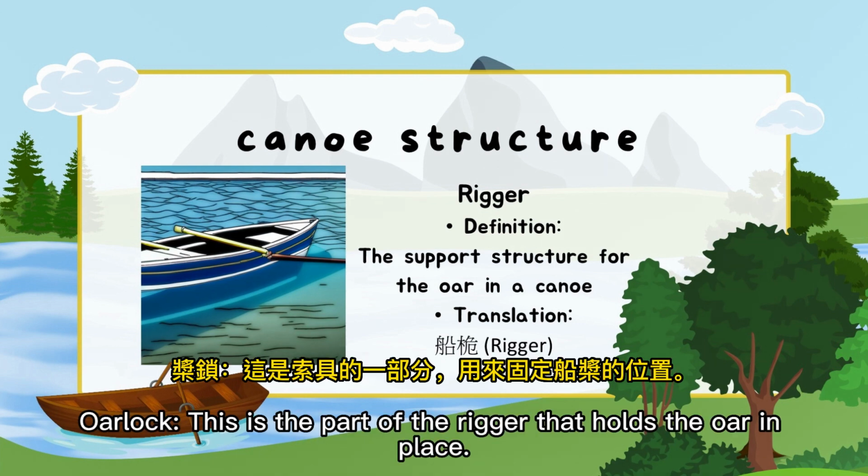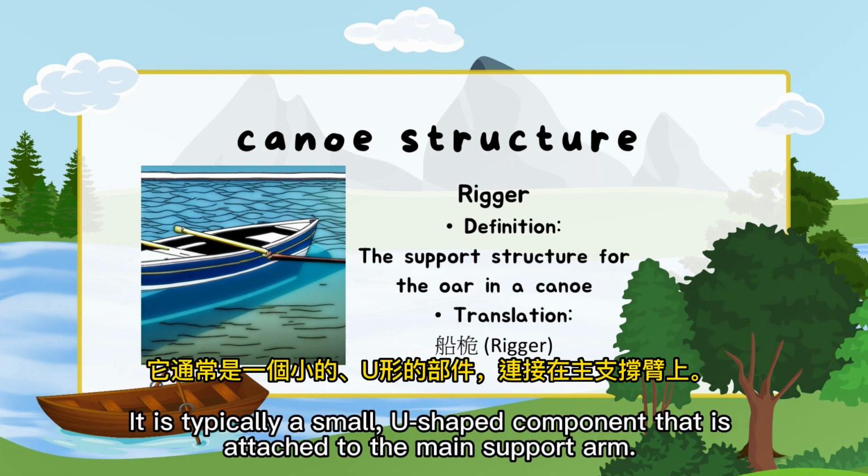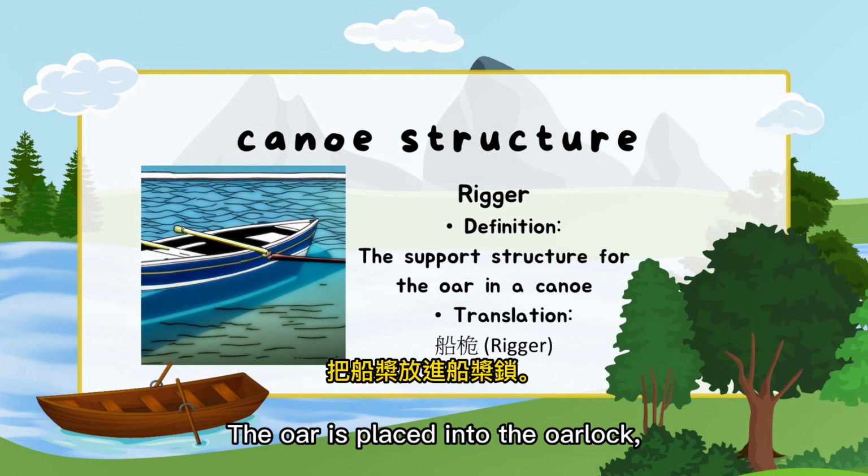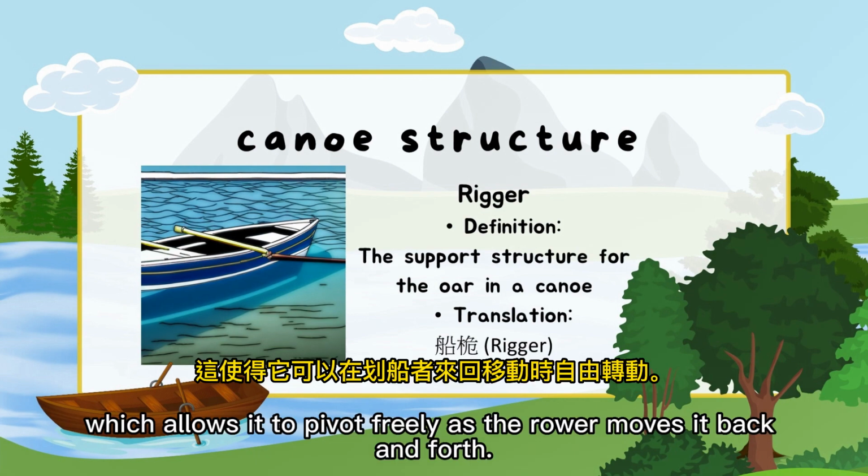Oarlock. This is the part of the rigger that holds the oar in place. It is typically a small, U-shaped component that is attached to the main support arm. The oar is placed into the oarlock, which allows it to pivot freely as the rower moves it back and forth.